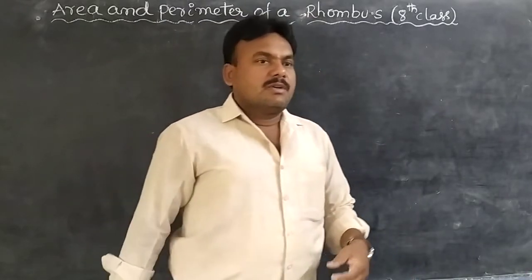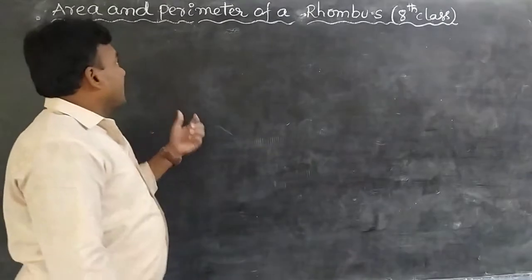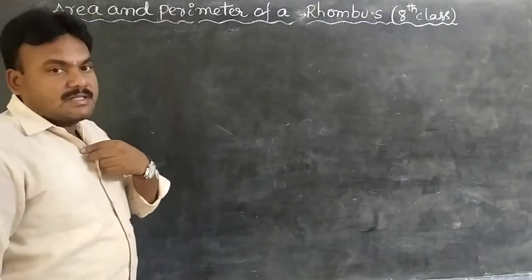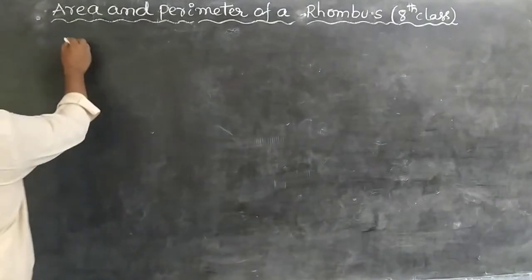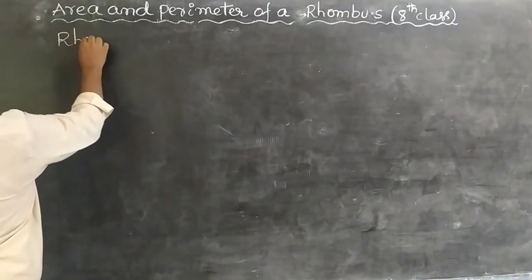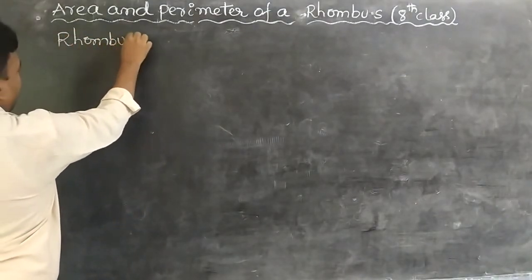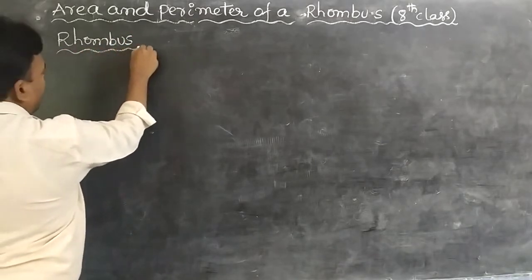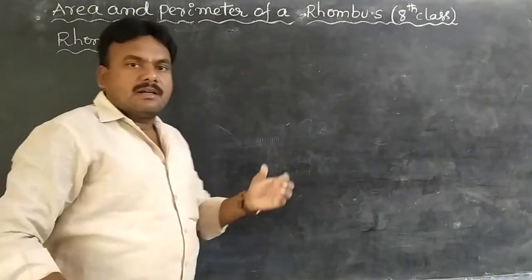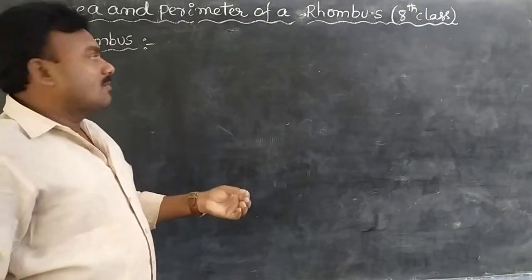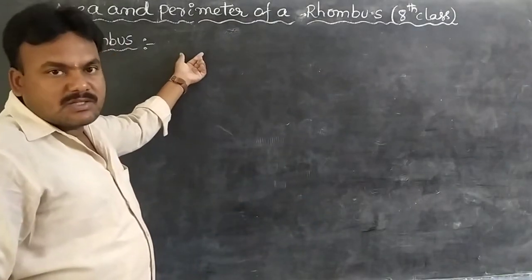Today we discuss the area and perimeter of a rhombus. Observe carefully here, rhombus. It is one of the types of a quadrilateral. Regarding either a quadrilateral or a parallelogram, we can define a rhombus easily, students.